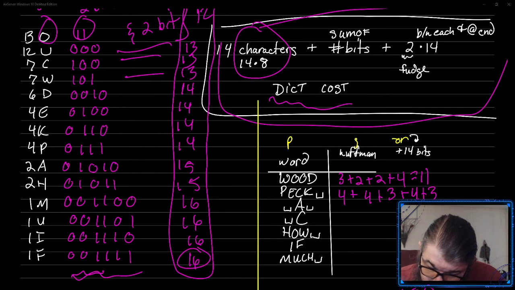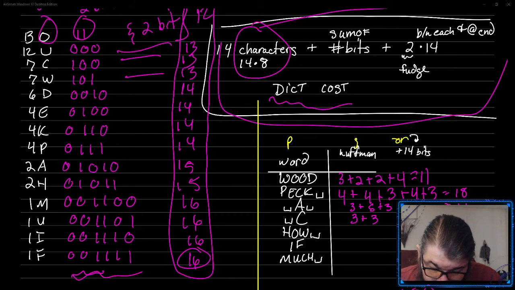Okay, so what was our total here? 8, 12, plus another 6 is 18 bits, let's say. All right, how about space A, space? Space is 3, the A is 5, plus another space, that's 11 bits here. How about space C? Space was 3, C is 3, that's only 6 bits here.